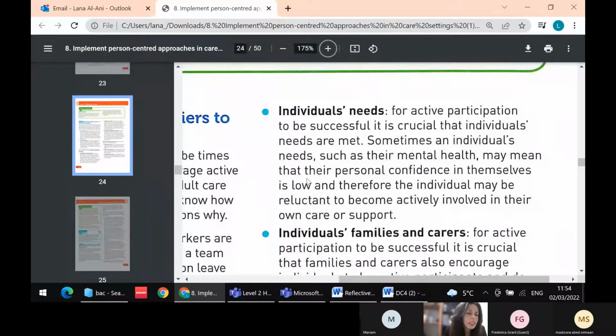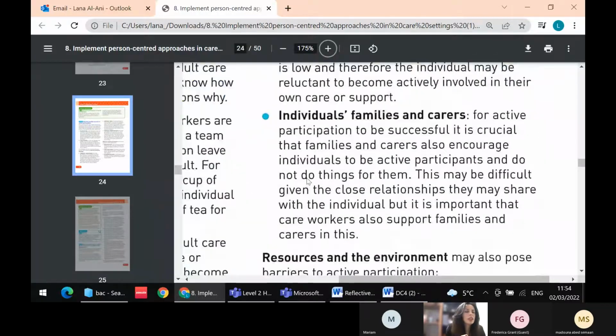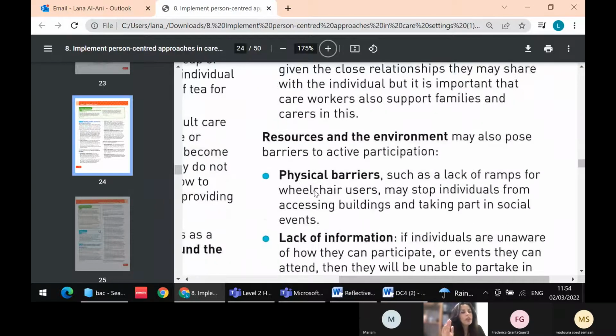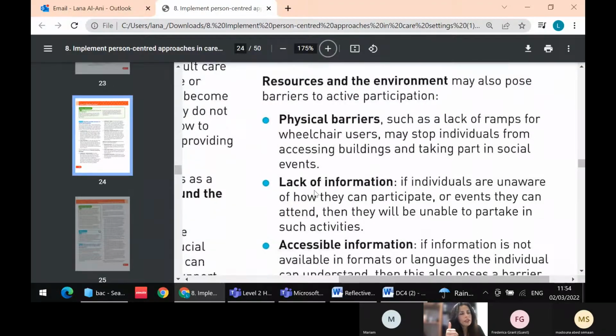Also, individual's families and carers. What's the relation here? For active participation to be successful, it's crucial that the family or carers also encourage these individuals to actively participate. But if they are disconnected, there is no close relationship, then it might be very difficult for anyone to encourage him or her. Also, there are barriers from the environment, physical barriers, such as a lack of ramp or wheelchair to use, which may stop the individual from accessing the building and taking part in the social event.